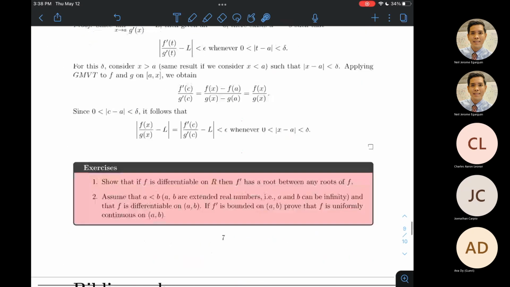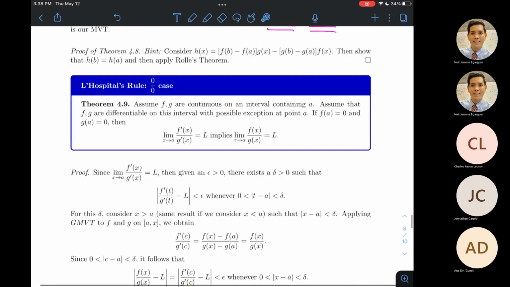Okay? Questions bago tayo pumunta sa huli? Okay, kung wala naman, so last na to.